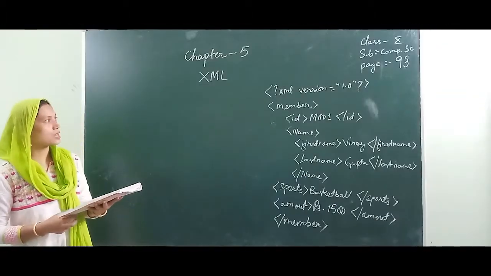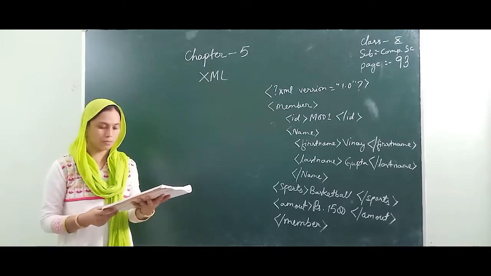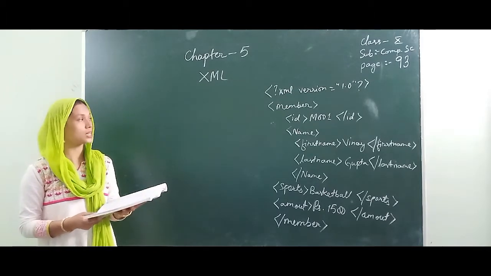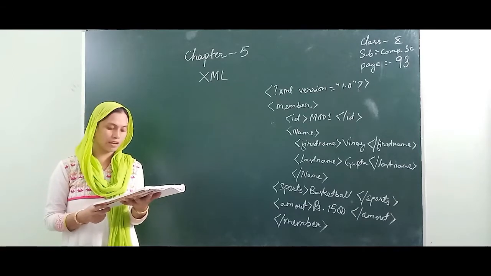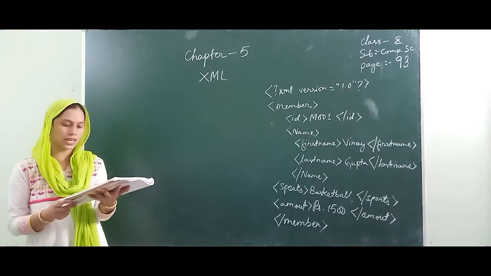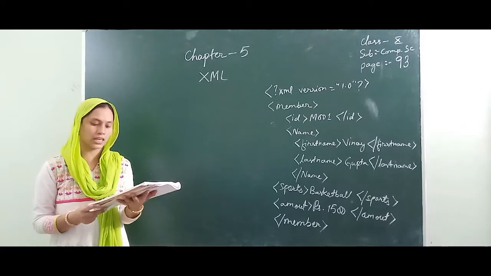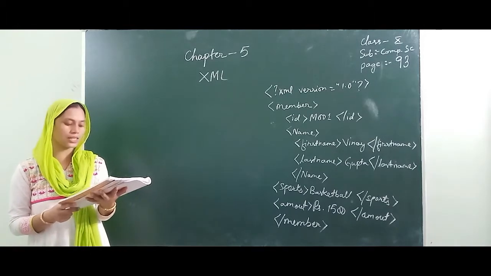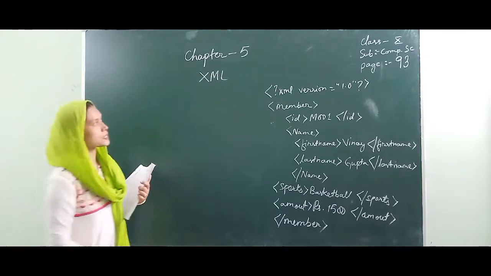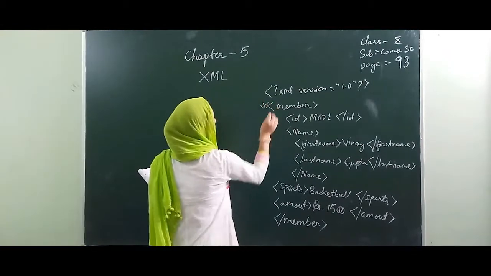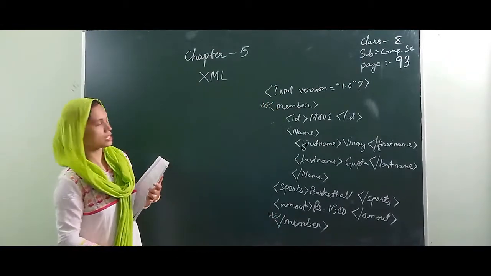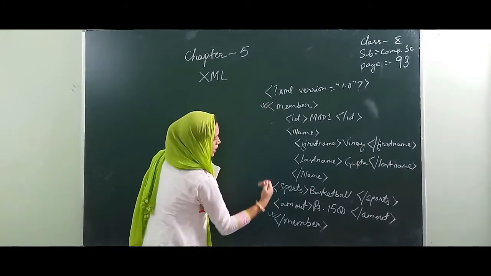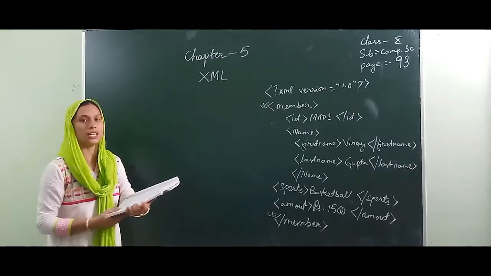Okay, students, now let's learn about the XML element present on page number 93. What do you mean by an XML element? An XML element is everything from the element's start tag to the element's end tag, including the start tag, the end tag and the content. That means here this member is the start tag and this member is the end tag. So everything from this start tag up to the end tag is called the XML element.